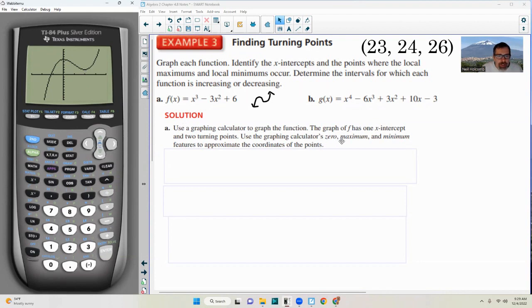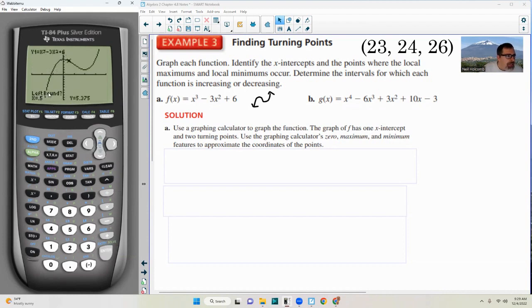Use the graphing calculator's 0, max, and min features to approximate the coordinates of the points. So I'm going to show you how to do that now. I want to find a 0. You see that calc right there in blue? Use the trace button to get that command, but you need the second button because it's blue. So second trace is calculate. Let's find 0 first. So you arrow down to 2. I'm looking for a 0 of the function.